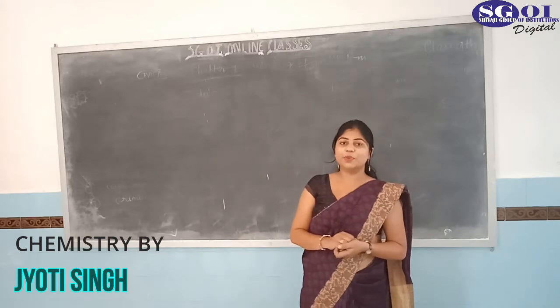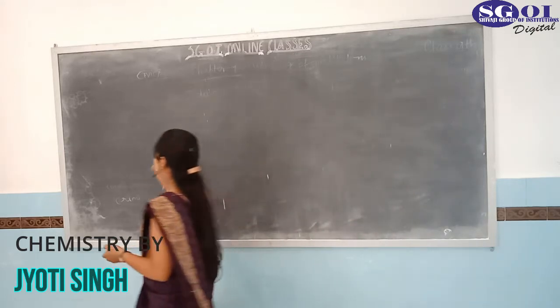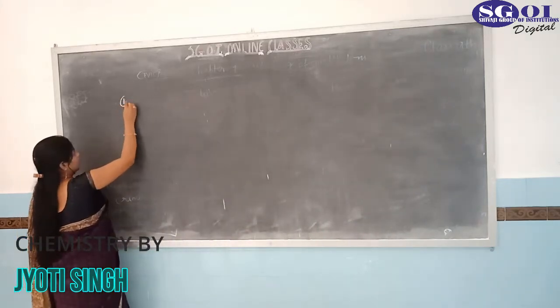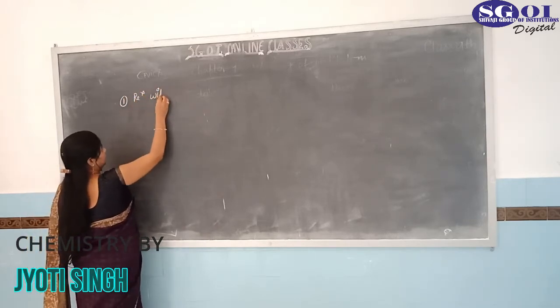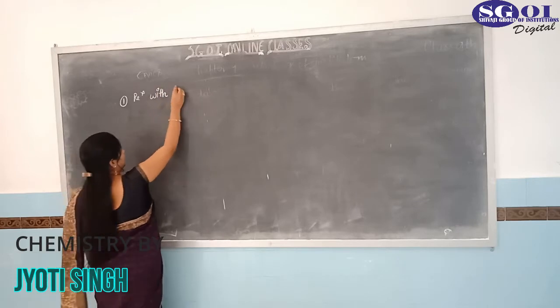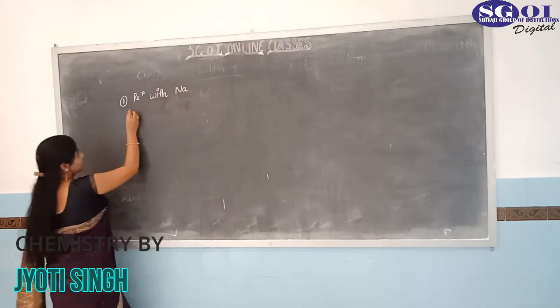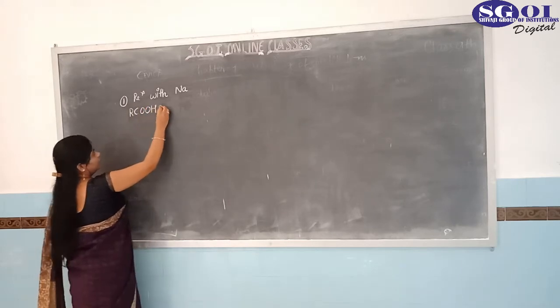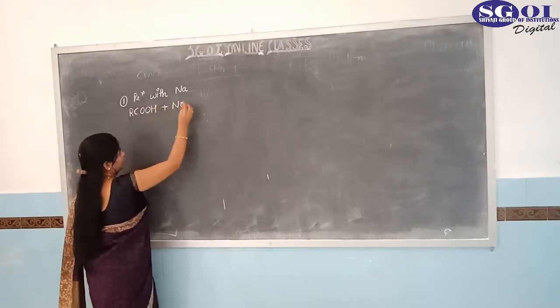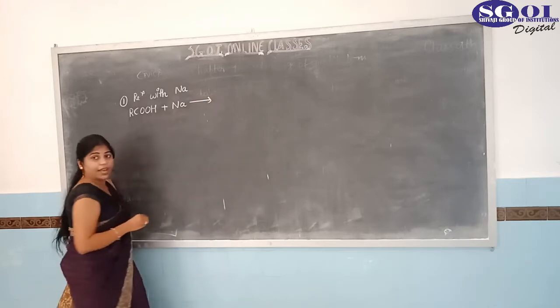The chemical properties of acid. Okay, first one is reaction with Na. So acetic acid, that is RCOOH, reacts with sodium to liberate hydrogen gas.